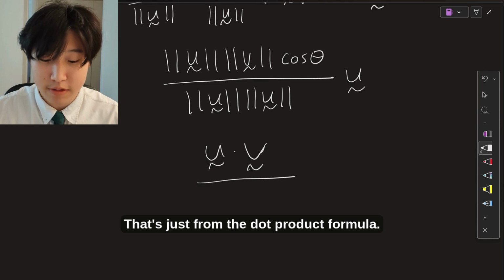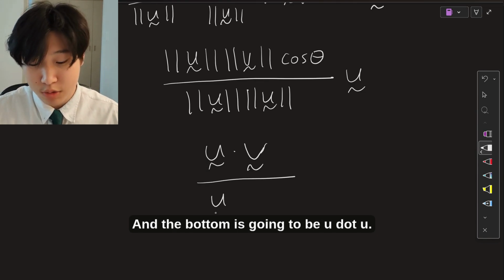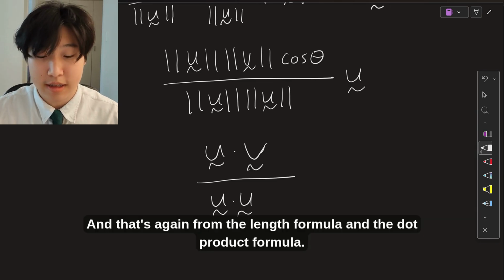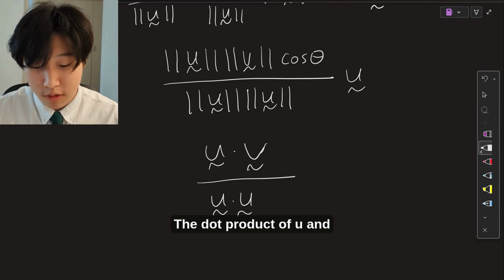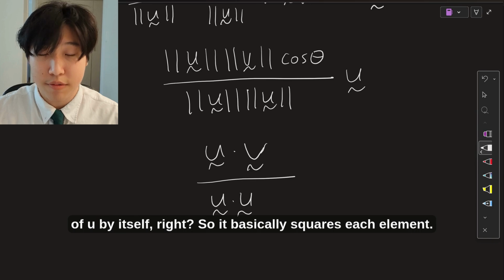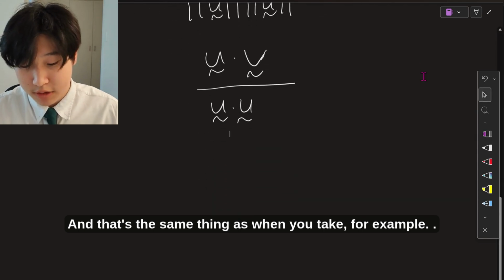Now the top is just going to be u dot v. That's just from the dot product formula. And the bottom is going to be u dot u. That's again from the length formula and the dot product formula. The dot product of u and itself multiplies each element of u by itself, so it basically squares each element.